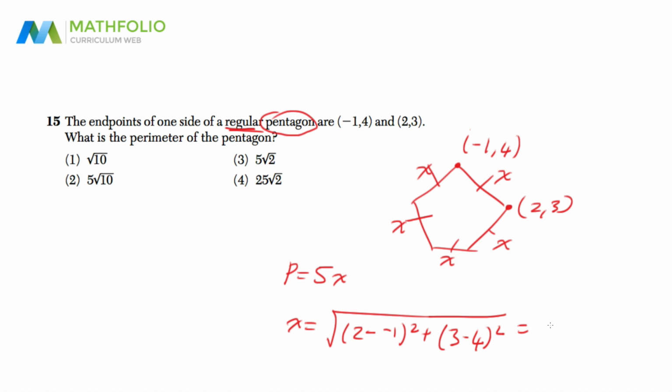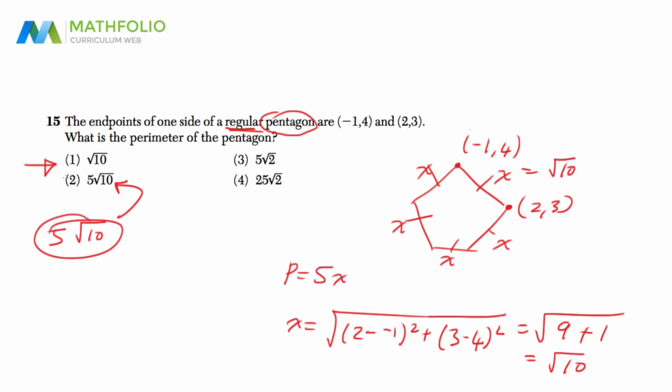So this becomes 3 squared inside, so that's going to be 9 plus 1. 3 minus 4 is -1. Square it, it is going to be positive. So this gives us radical 10. Now it's very tempting to want to circle this one, but that's why you would lose points. We need to remember that if each side is radical 10, what we need to do is multiply the radical 10 by 5 because there's 5 sides, and this gives us our answer, 5 radical 10, option number 2.